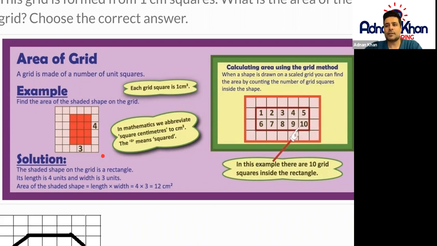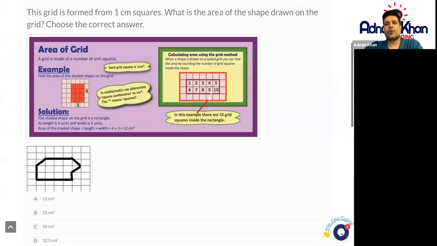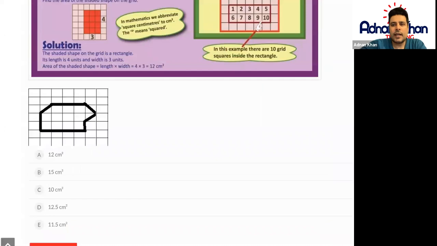Just like here on the right hand side, we can see this particular rectangle and it has 10 squares. So in this case, it will be 10 centimeters squared. Now, if you look at the following question, this grid is formed from 1 centimeter squares. So 1 square equals 1 centimeter squared, roughly speaking. So what is the area of the shape that's drawn on this grid here?